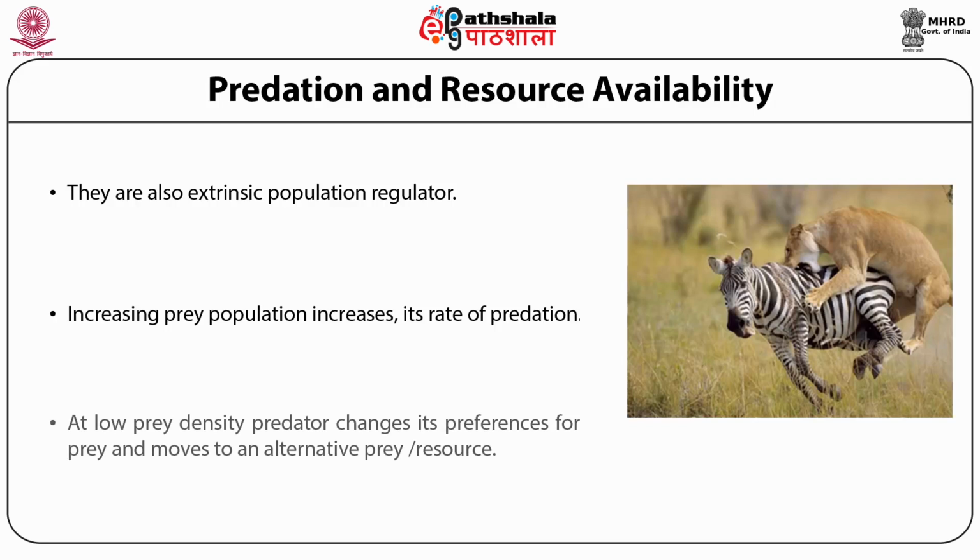But at low density, the predator changes its preference for the prey and moves to an alternative prey easily available to it. As a result of this, the first prey, which was declining in its population density, starts recovering and the population size again increases for the predator to attack it again. The prey population is thus regulated by the predator population.